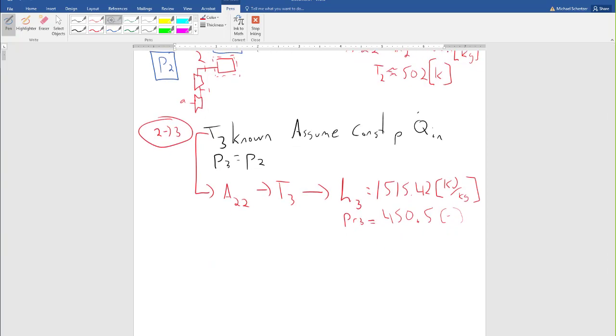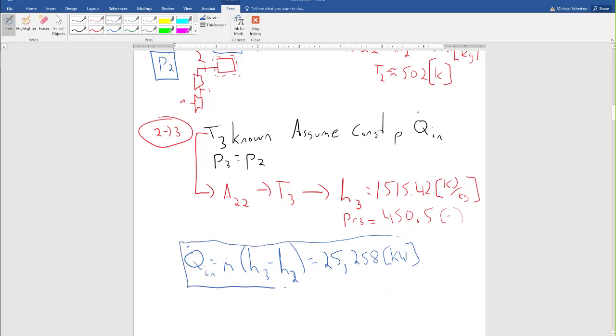At this point, I may have noticed that remember my equation for Q dot was m dot times H out minus H in, so H3 minus H2. Now I know all of this stuff, so I can find that Q dot in is equal to 25,258 kilowatts. So now I answered part 2 already because I had the information. I could go through and do that at the end, but we'll pause here just to realize that we've already done that.